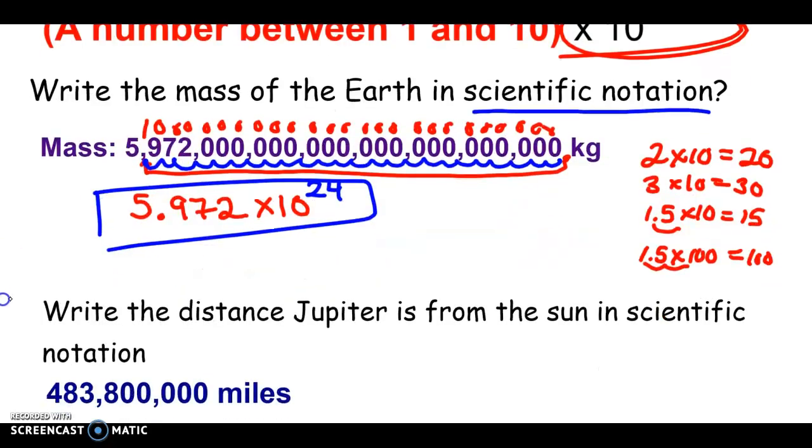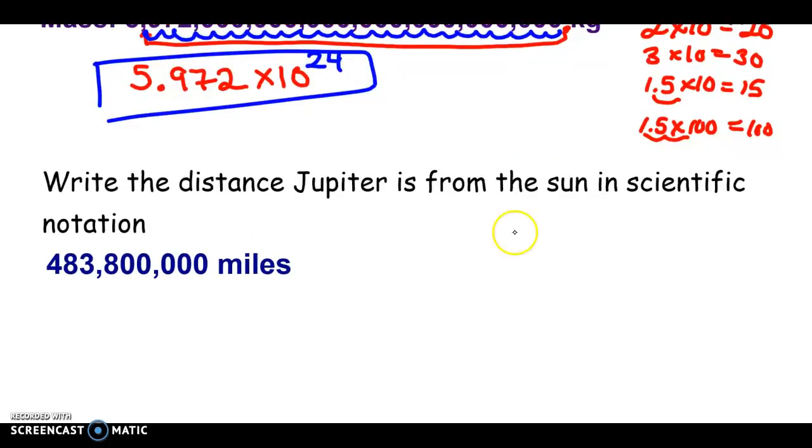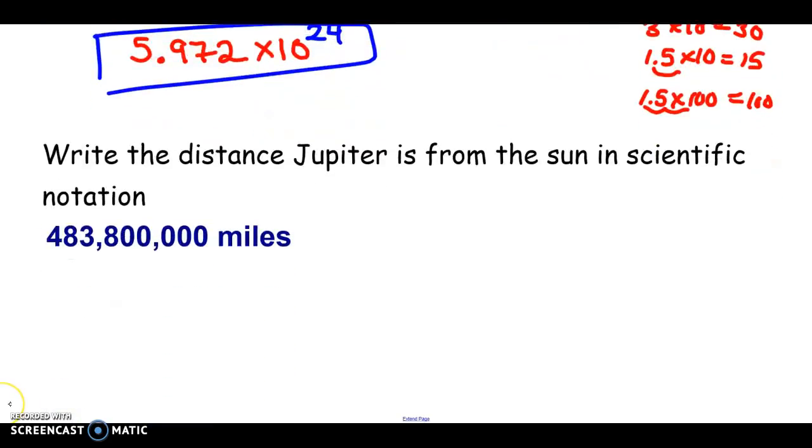So let's talk about Jupiter. So Jupiter, this is the distance. Ooh, it jumped. This is the distance it is from the sun. So this is a little bit more manageable of a number. But I wanted you to see that really big number. So again, we're going to get a number between 1 and 10. So we're going to find our decimal point.